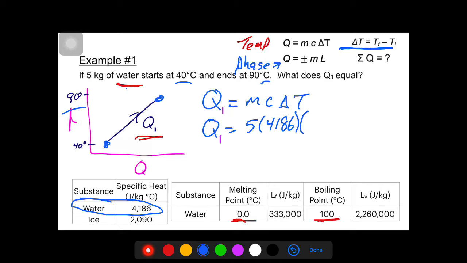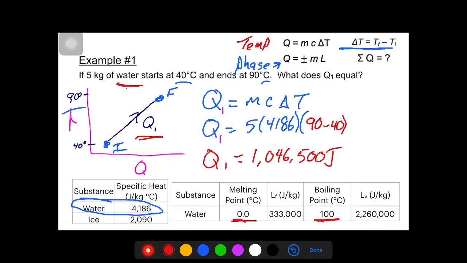This is my final temperature, and this was my initial, and we have it going in this direction. So this is going to be my final temperature of 90 minus 40. So that's going to be a positive 50 then, right? So did this gain or lose heat? It's going to gain heat. The temperature increased, so it gained heat. So my Q1 is going to equal 1,046,500 joules. Okay, so it's a temperature change and a temperature change only. So that's what that looks like.